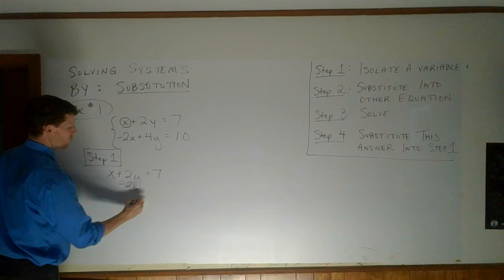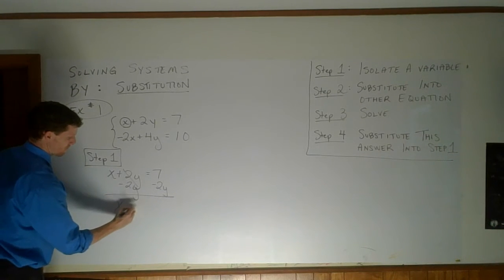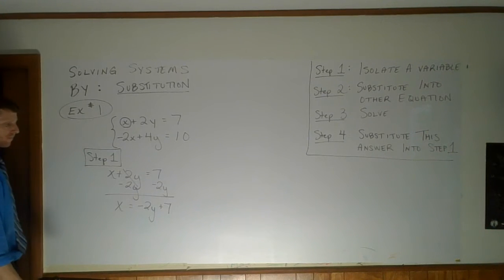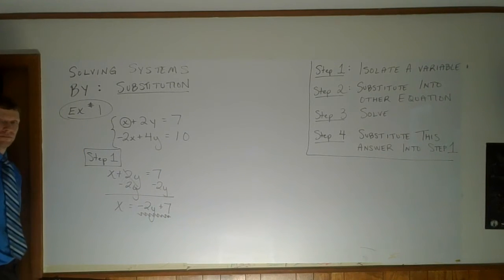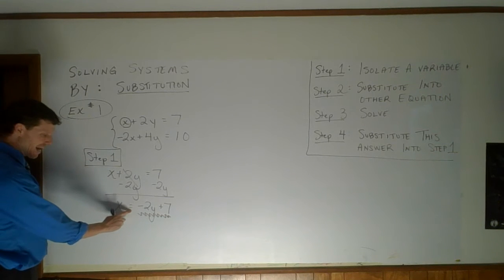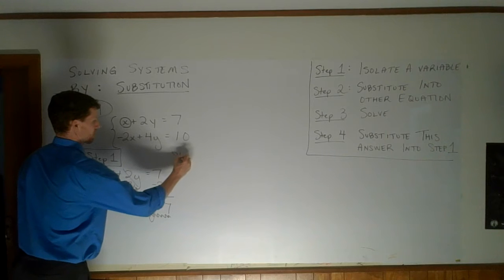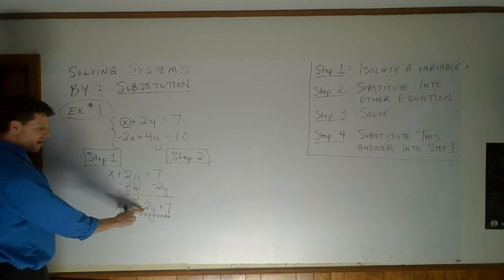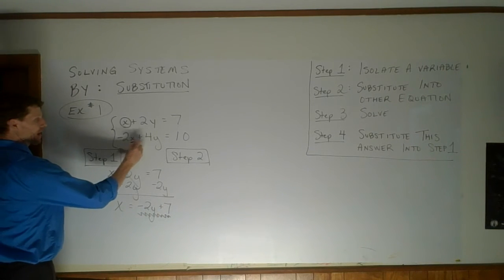by subtracting 2y from both sides. That is the end of step 1. Now I'm going to take this expression. I now know that x is the same as negative 2y plus 7. And I'm going to substitute this, negative 2y plus 7, in for this x.